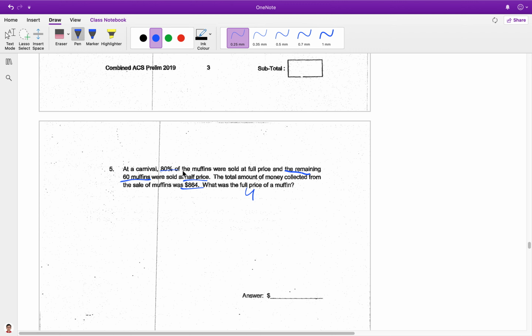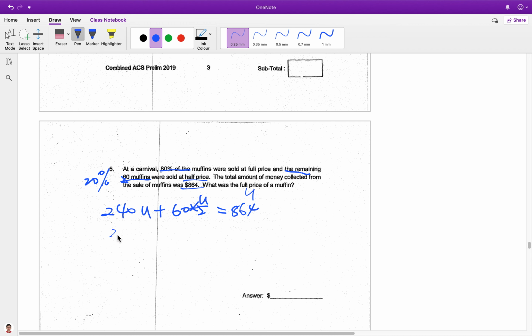So here we say 80% of muffins sold at full price. Remaining 60. Well, 60 we know is 20%, right? So here, how many muffins sold at full price? Well, 4 times: 80% is 4 times the 20%, right? So it's 240 muffins sold at full price, and 60 muffins sold at half price, right? Times half U.